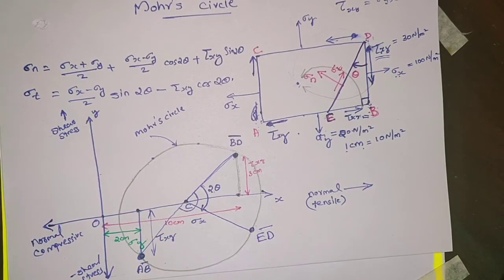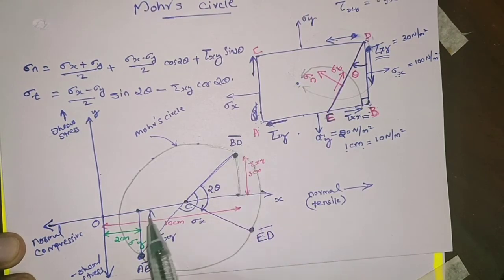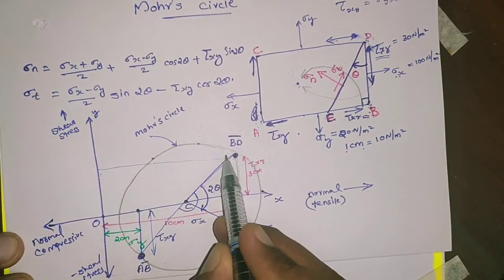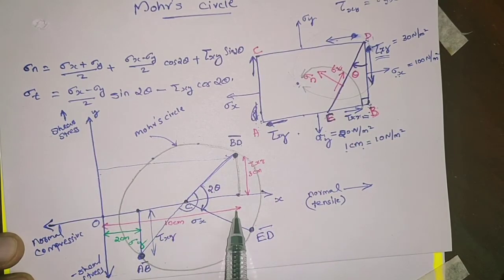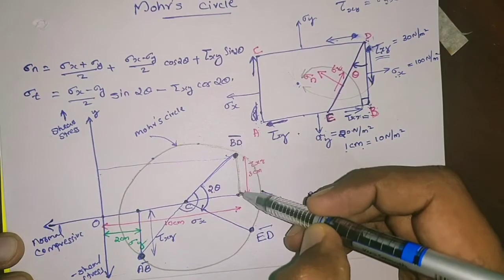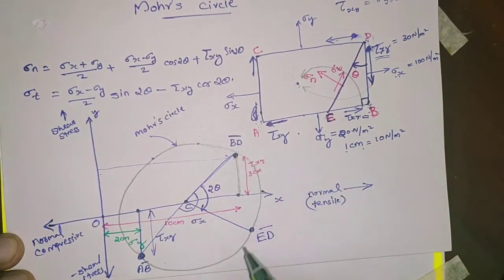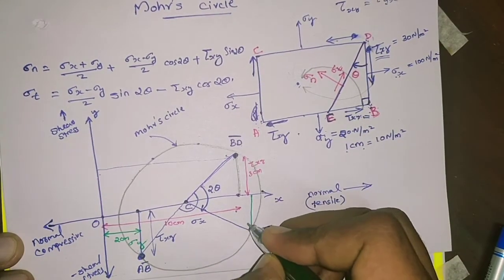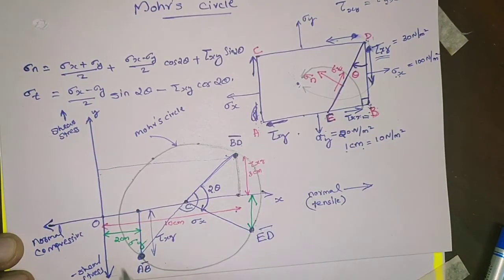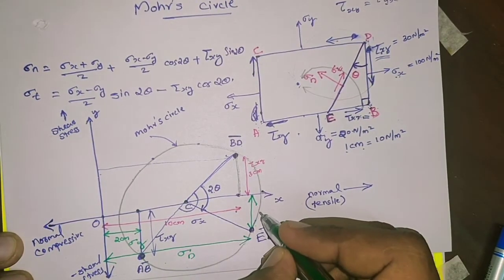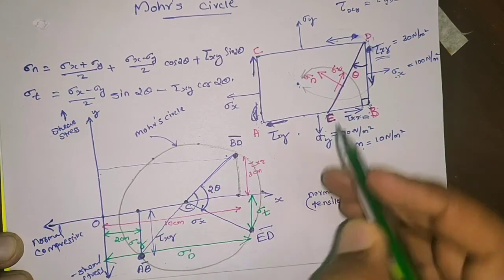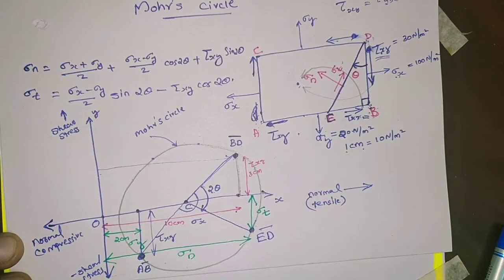Then what is the normal stress on the ED plane? What is the normal stress on the BD plane? That is this much from O to BD, that is sigma x. What is the shear stress of the BD plane? This distance, right? Similarly, for the ED plane, this will be the value of shear stress, and this will be the value of normal stress. This is the normal stress of the ED plane, and this is the shear stress.